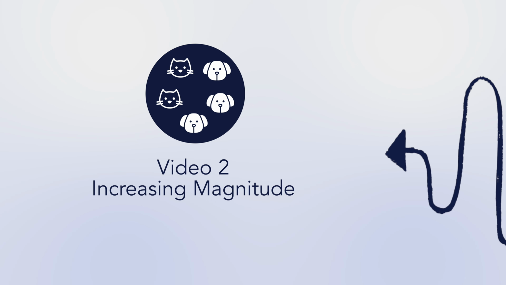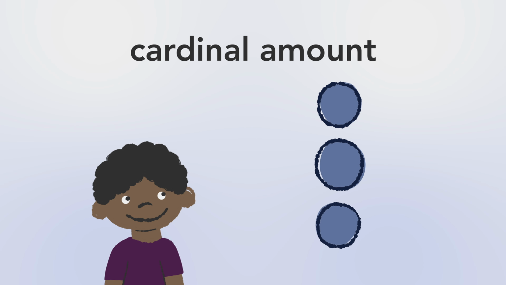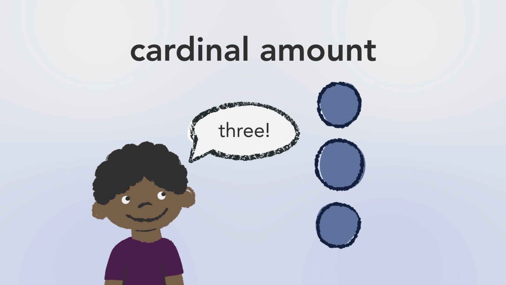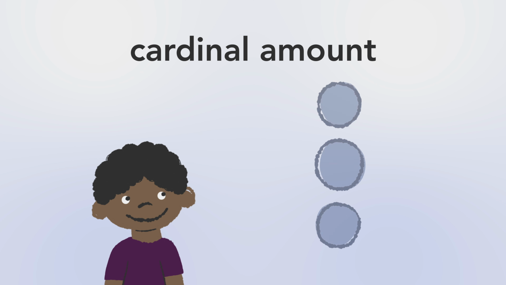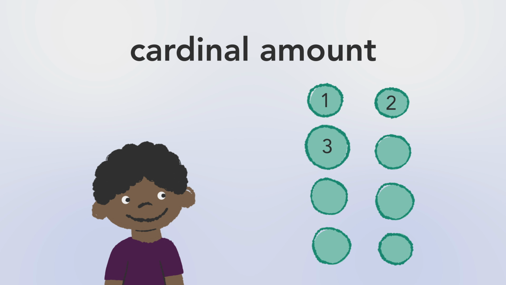Welcome to Video 2, Increasing Magnitude. There's so much to understand about how numbers work. When children subitize, they are focused on seeing the cardinal amount of a set, the threeness of 3. When they turn their attention to meaningful and accurate counting, they learn to coordinate a complicated set of principles so they can confidently describe the same kind of cardinal amount for even larger sets.